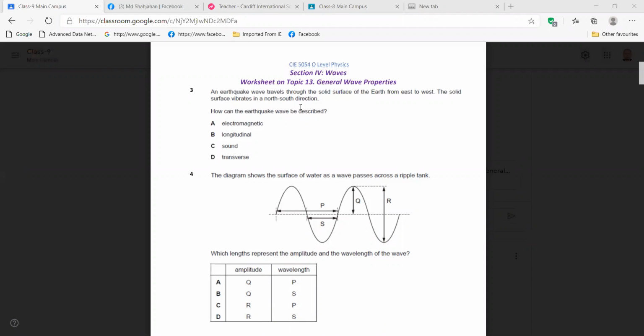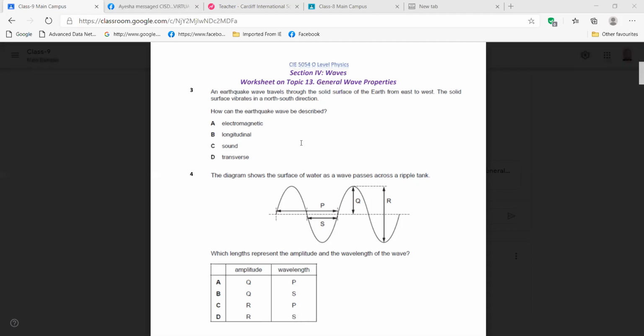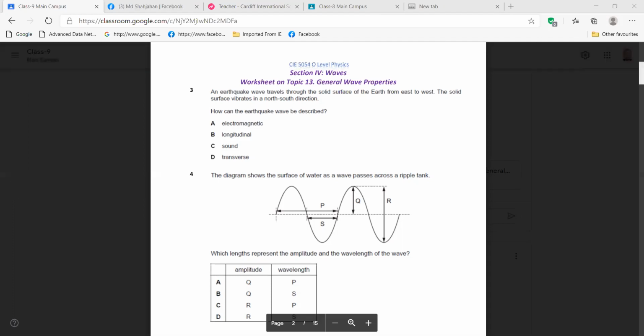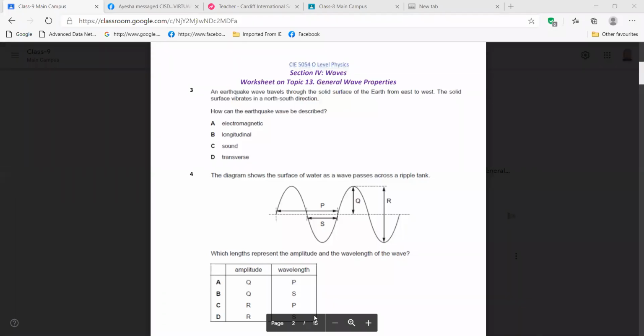Okay, so they are asking about the earthquake. Everyone, keep your microphone on and take part in discussion because we only have few students. You all can take part. Faiza, hello Faiza, you understood the question?